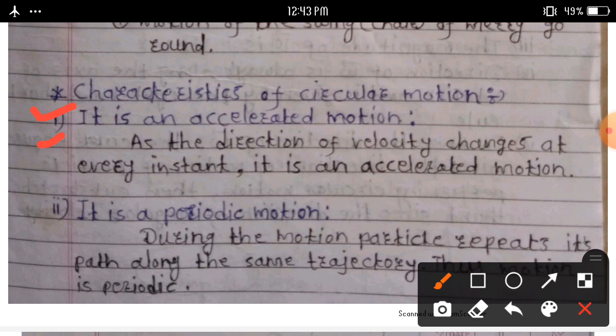Second characteristic of circular motion is that it is a periodic motion. What do you mean by periodic motion? During the motion, the particle repeats its path along the same trajectory. Thus the motion is periodic. Hence, circular motion is called a periodic motion. These are the two characteristics of circular motion: first, it is an accelerated motion, and second, it is a periodic motion.